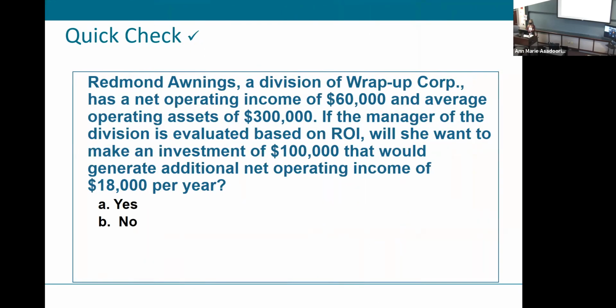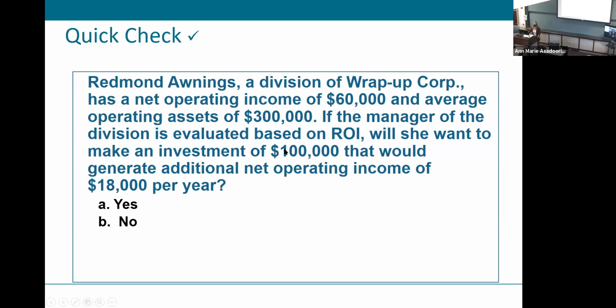Same information, same net operating income, same average operating assets. If the manager of the division is evaluated based on ROI, will she want to make an investment of 100,000 that would generate an additional net operating income of 18,000 per year? Quentin, why? Because that would be an 18% ratio. Okay, so what Quentin is looking at is this investment is going to be $100,000 out for assets, and it's going to bring in 18,000. That's a nice, easy math calculation of an 18% return.